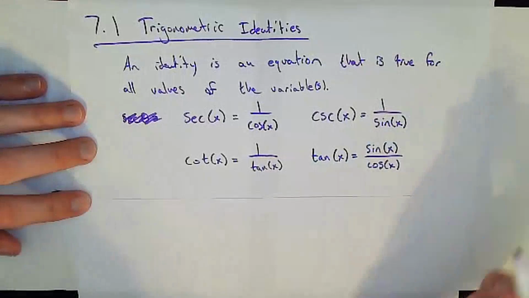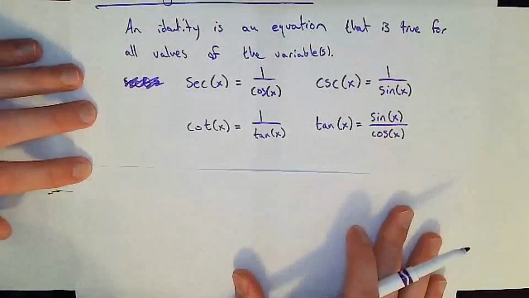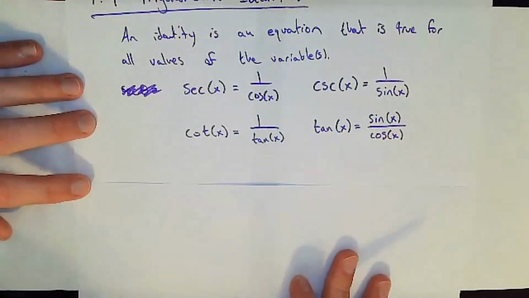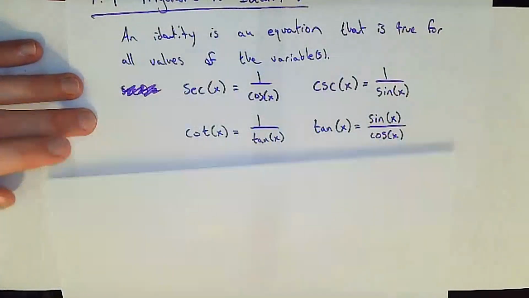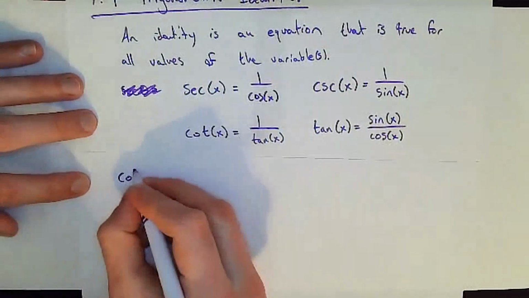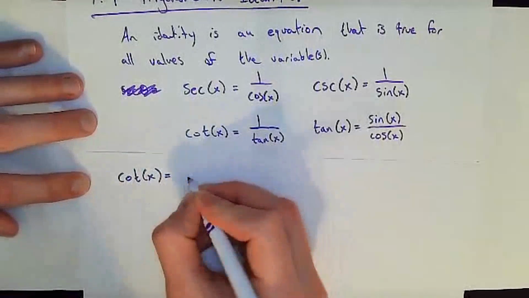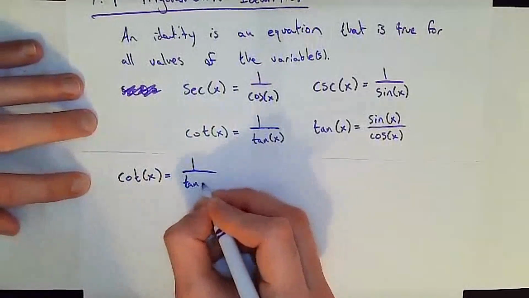So note that using that, I can rewrite this cotangent one. Well, 1 over tangent is going to be, so here, let me make a note of this. I'm going to start over right here. Cotangent of x is equal to 1 over tangent of x.